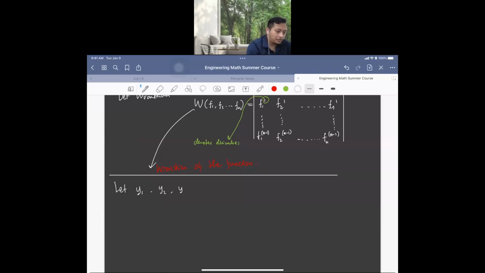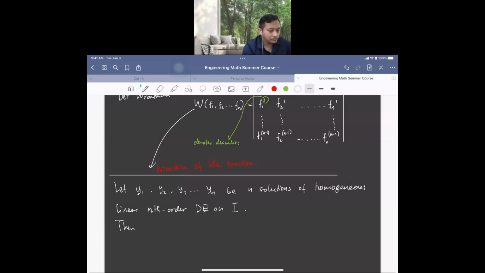So let y1, y2, y3 until yn, let me write: let y1, y2 until yn be n solutions of a homogeneous linear nth order differential equation on interval I. Okay, let me just write I in interval.